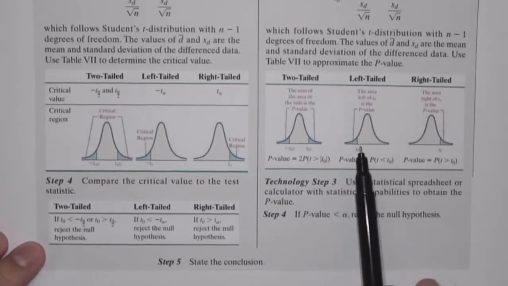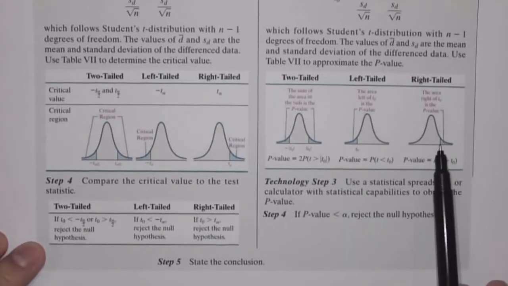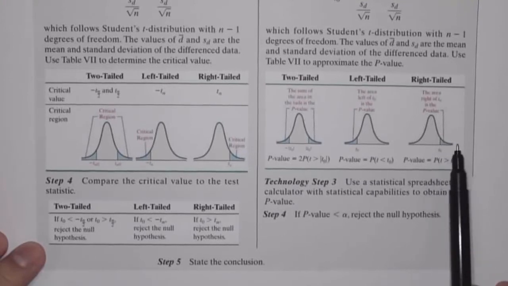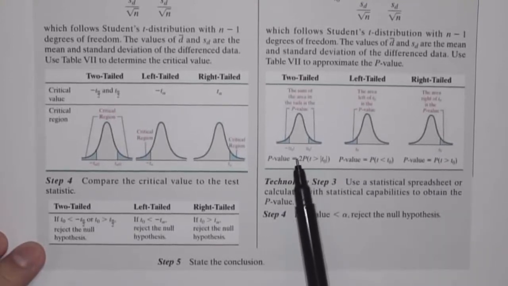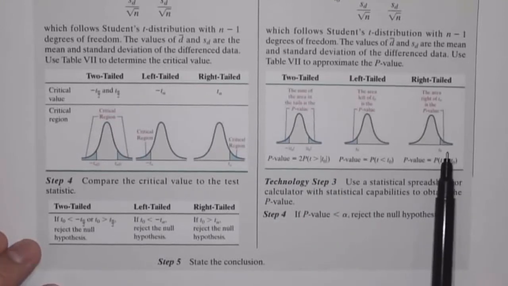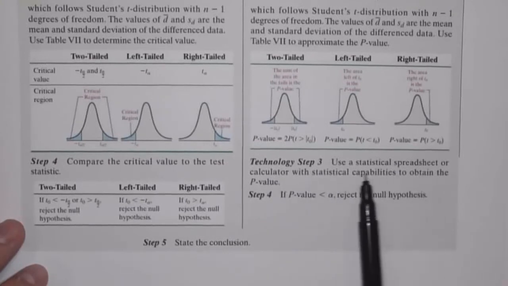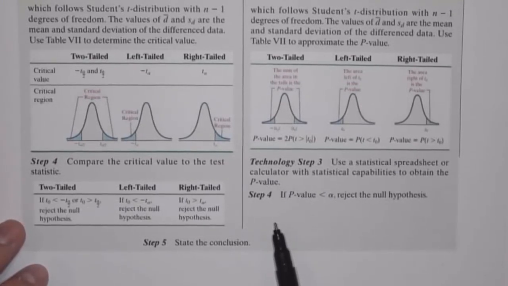Now, if we have a left-tailed test, then the p-value will be the area to the left of the test statistic. And if we have a right-tailed test, then the p-value will be the area to the right of the test statistic. And again, if we're doing a two-tailed test, the p-value will be double what it would be if we're doing one of these one-tailed tests. And then, of course, we also have the possibility of using technology to compute the p-value.